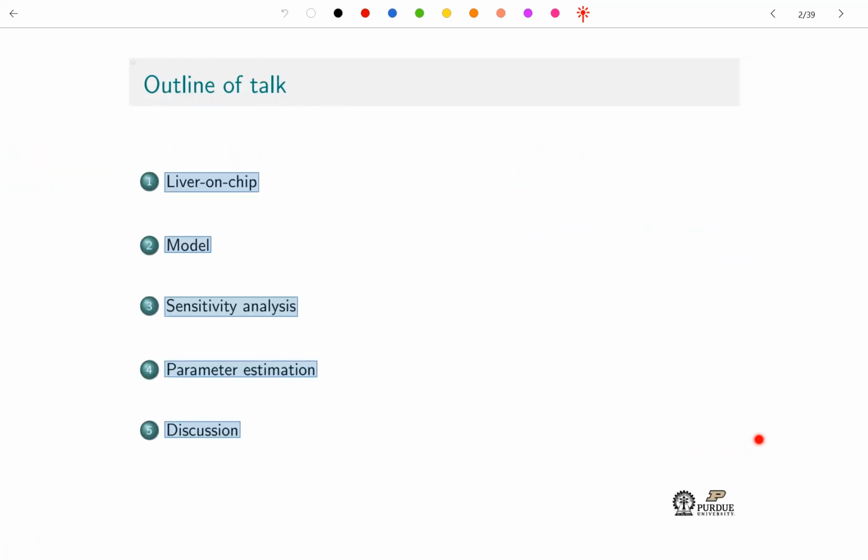So here is the outline of the talk. I'll be giving a brief introduction on liver-on-chip. Then we'll focus on the modeling mechanism, which is physiologically based pharmacokinetic modeling. Then we'll analyze the sensitivity of the model to various parameters and estimate the relevant parameters in the model. Finally, we will move on to the discussion and next steps.